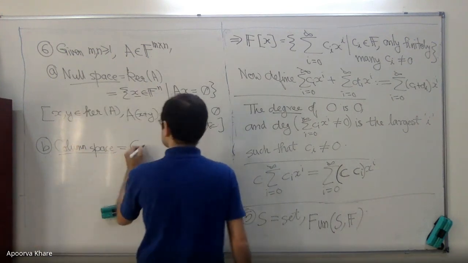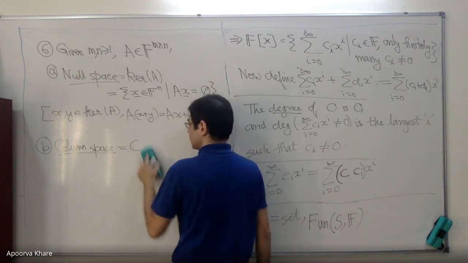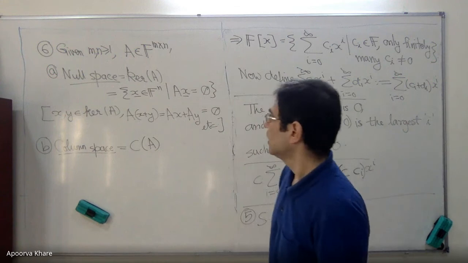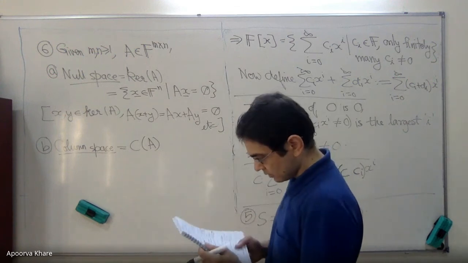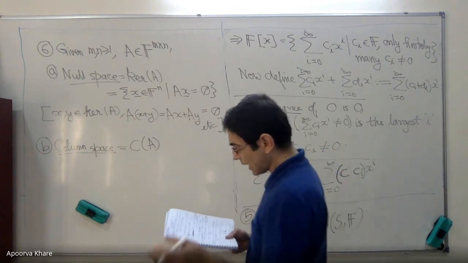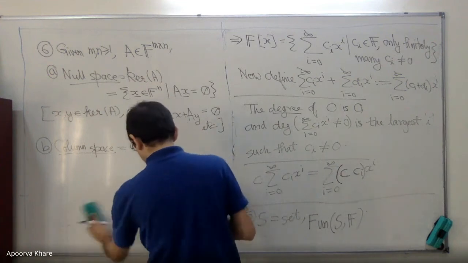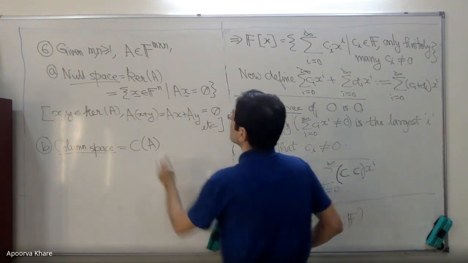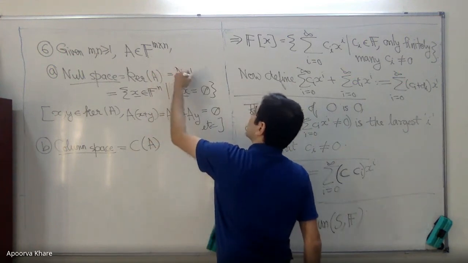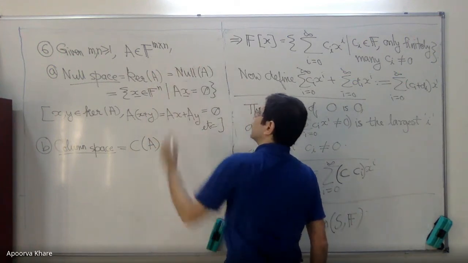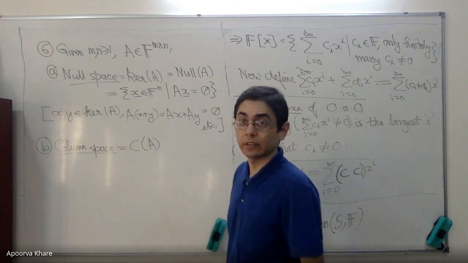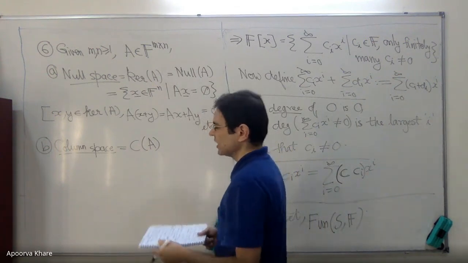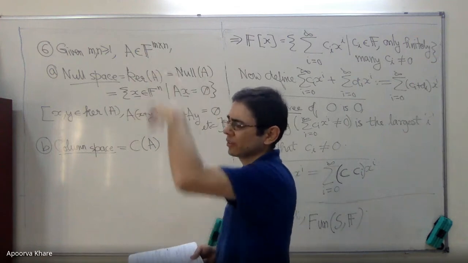Which I will write as C of A. There's also the row space, and we'll get to that later. Column space now, and I'll tell you the row space later. Some people also give the kernel the name null space. The rank nullity theorem, you might have heard of that. This is C of A, the column space.